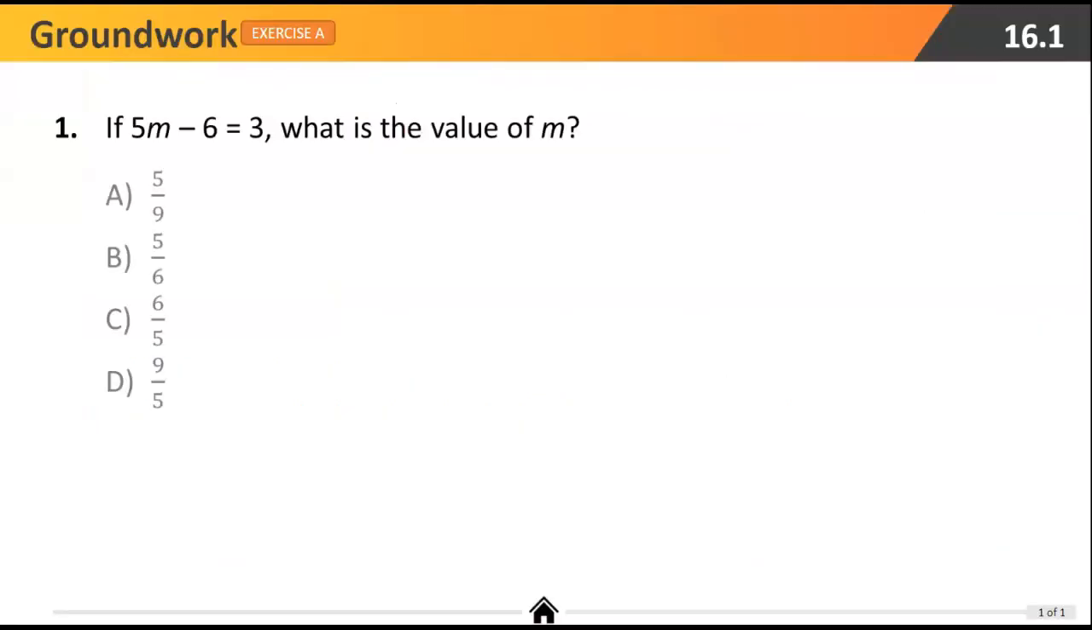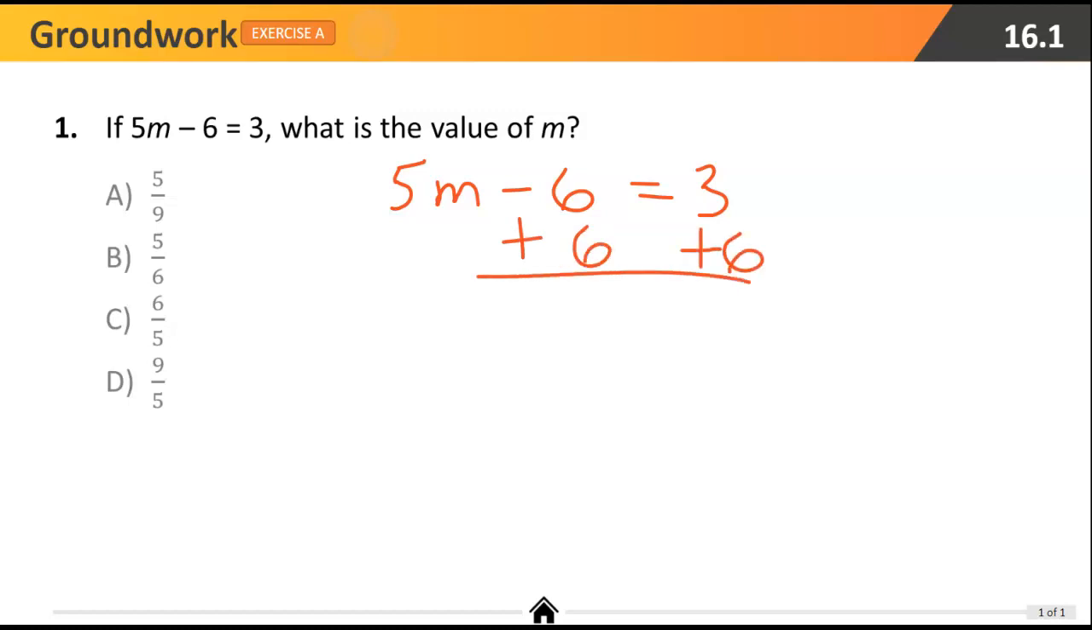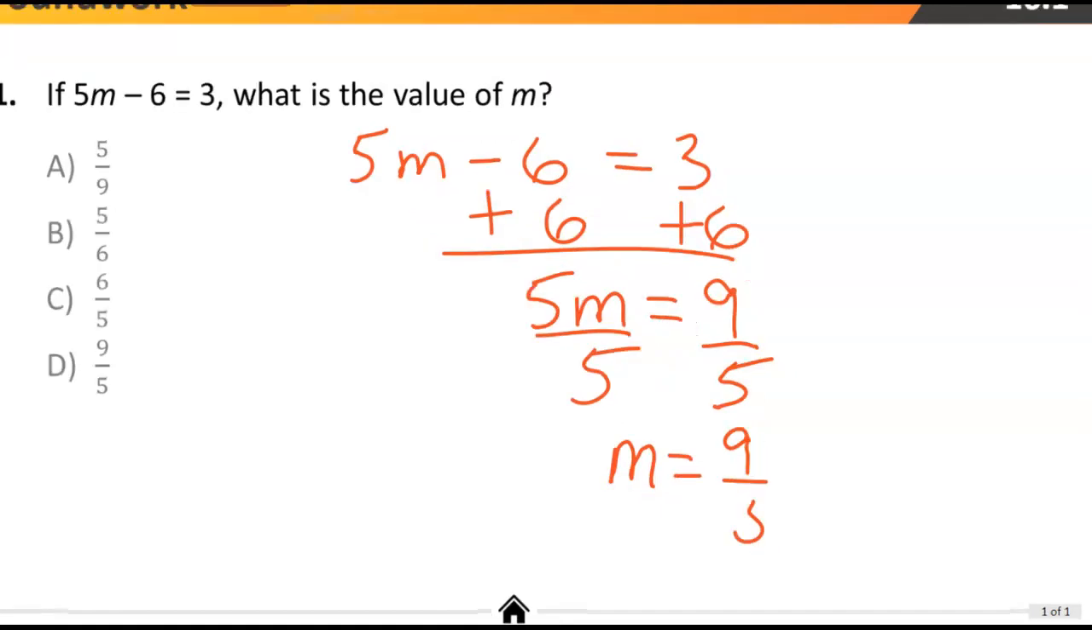So this first one, we're looking at a solving question, and we are trying to determine the value of m. So we're going to have 5m minus 6 equals 3. Add 6 to both sides, and we're going to be left with 5m is equal to 9. Divide by 5, divide by 5, and m is equal to 9 over 5.